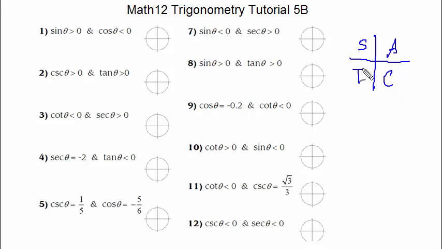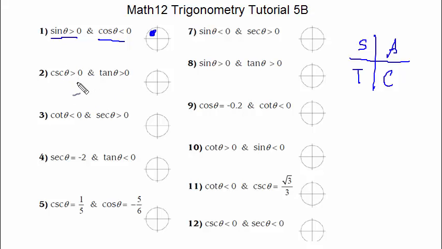So let's see this question here. We have sine bigger than 0 and cosine less than 0. Sine bigger than 0 will be quadrants 1 and 2. Cosine less than 0 will be quadrants 2 and 3. So it will be quadrant 2, this part. Easy enough? Okay, so let's quickly go through this.